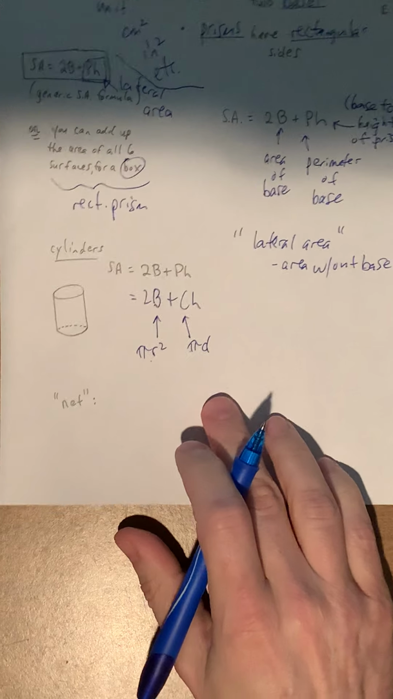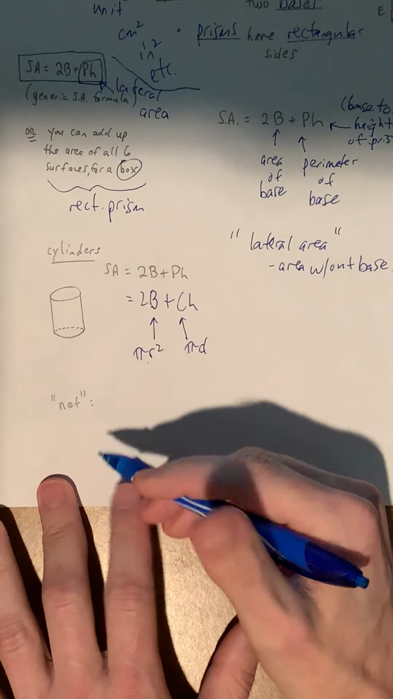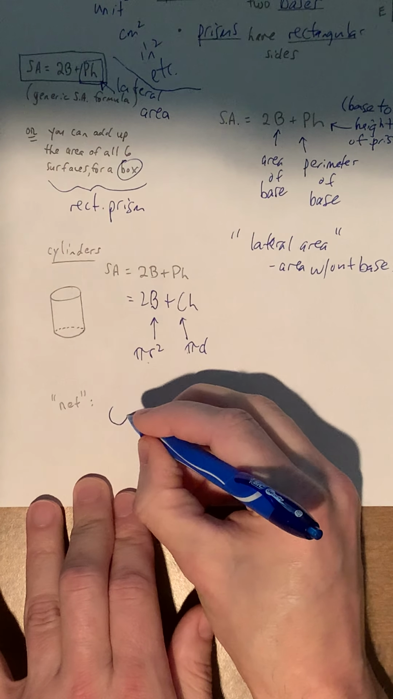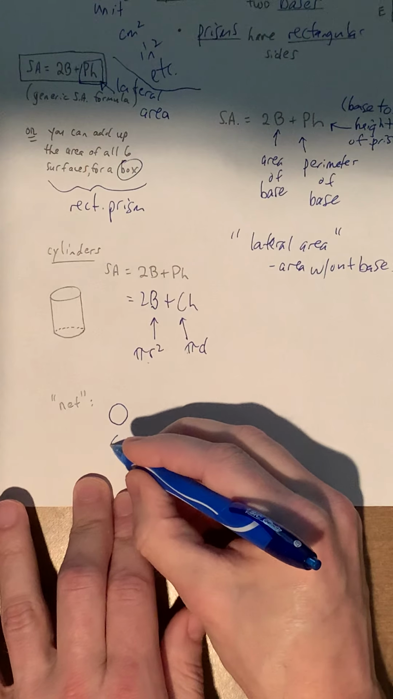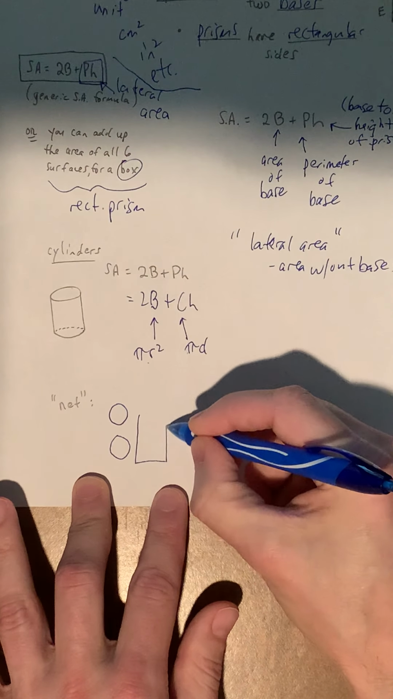Another term you might see is the term net. Remember, a net is an unfolded three-dimensional figure. If you unfold a cylinder, you have two circles, and you have a rectangle.